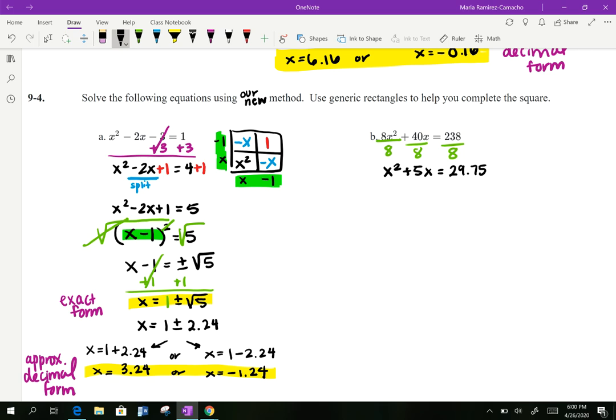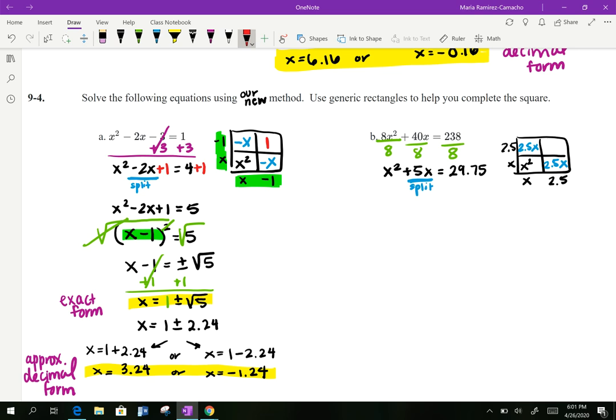Okay, again, let's draw our generic rectangle. Put your x squared term in the lower left corner. Take your x term and split it in half. Half of 5 is 2.5. So 2.5x plus 2.5x is 5. All right. That makes this x plus 2.5, x plus 2.5.